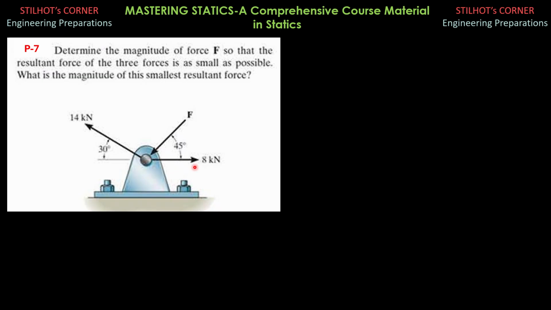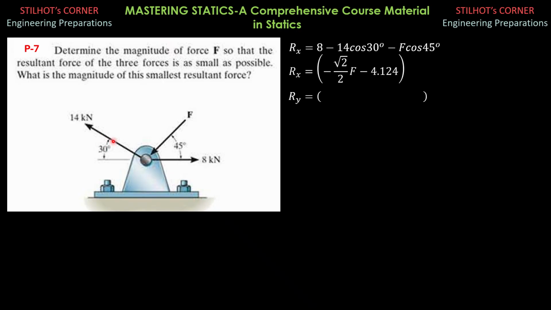Rx is 8, then minus 14 cosine 30 minus F cosine 45. Simplifying, Rx is equal to negative square root of 2 over 2 F minus 4.124. Ry is 14 sine of 30 degrees minus F sine of 45 degrees. Simplifying, that's negative square root of 2 over 2 F plus 7.